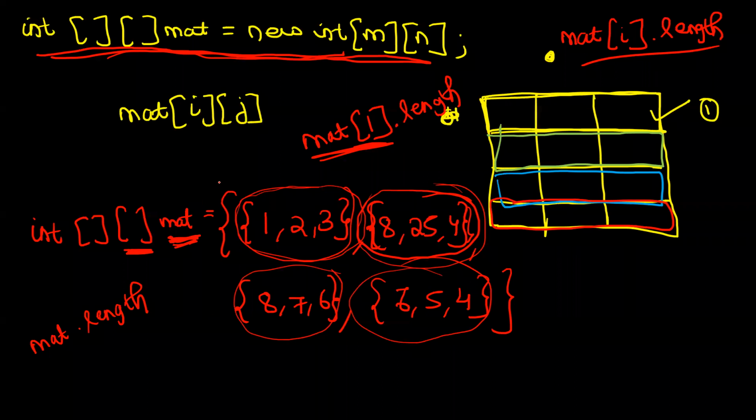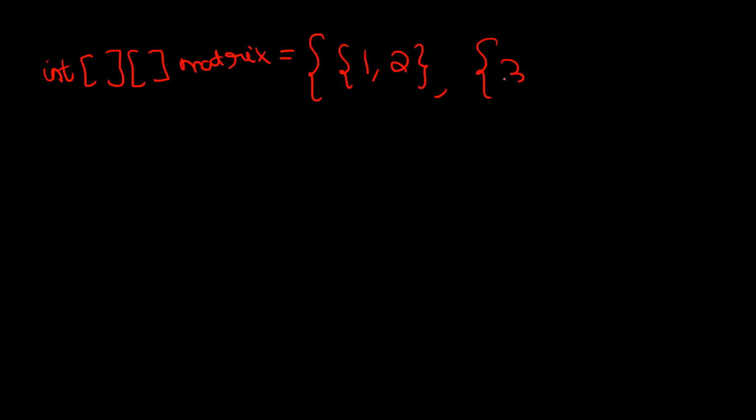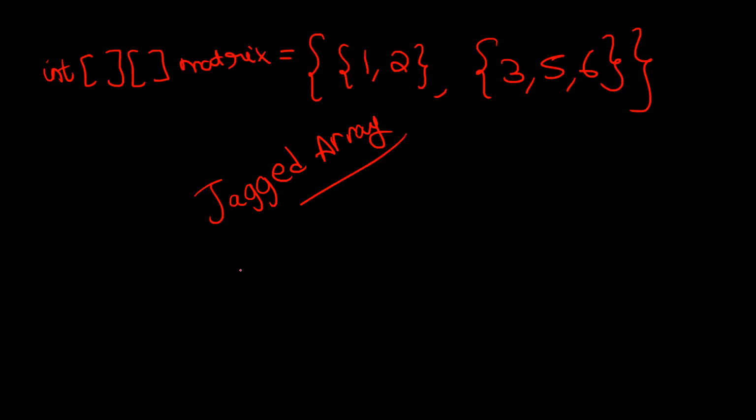But if you want every row to have different columns, you can make a matrix like this. Int, let's say the variable is matrix. You can do it like this: the first row has 2 columns, and the second row, let's say, has 3 columns. I don't care. This is also a valid 2-dimensional array in which the first row consists of only 2 columns and the second row consists of only 3 columns. This is what we call a jagged array. It is a multi-dimensional array, but every row has a different number of columns.